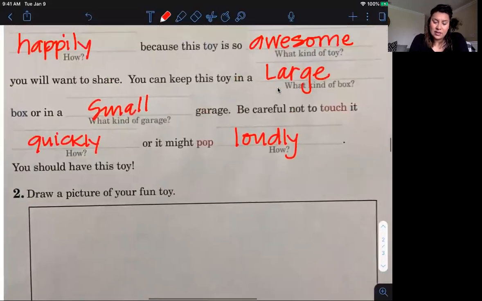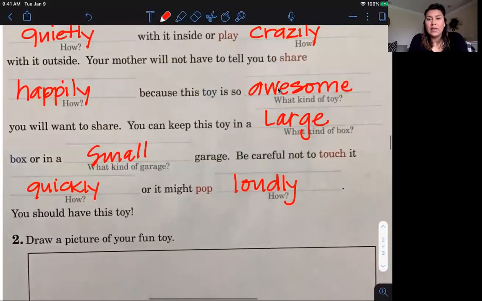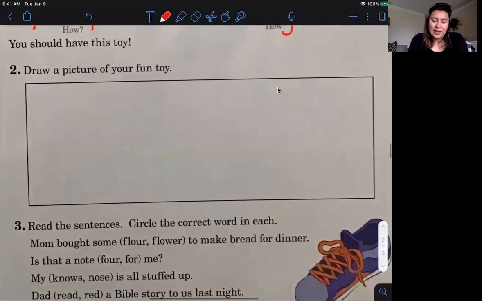All right, friends. Good thing we did that one together because I was even stuck on some of those words. I don't know why my brain decided to forget every single adverb ever in the whole wide world. That's so crazy. But I know it happens. I know it happens to you, but just know it happens to me as well. Okay? All right. Let's draw a picture of our fun toy.